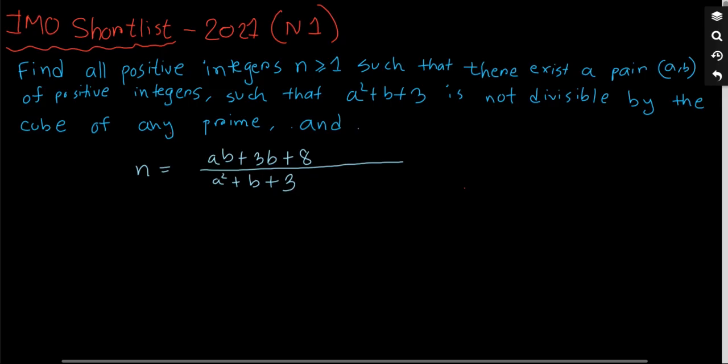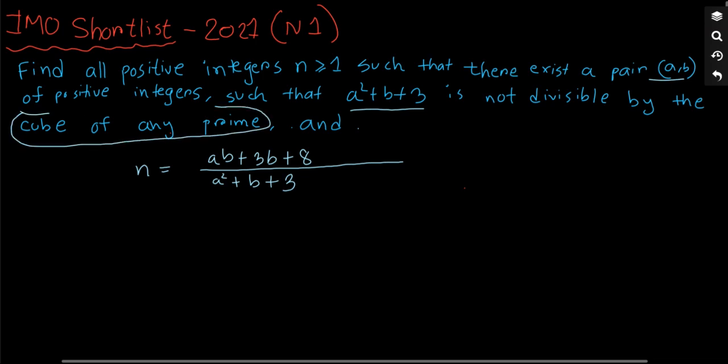Okay, this is quite a nice problem, taken from the shortlist 2021, number 31. The question statement is: find all positive integers n greater than 1 such that there exists a pair a, b of positive integers such that a squared plus b plus 3 is not divisible by the cube of any prime, and there is a condition n equals a. So this is the condition.